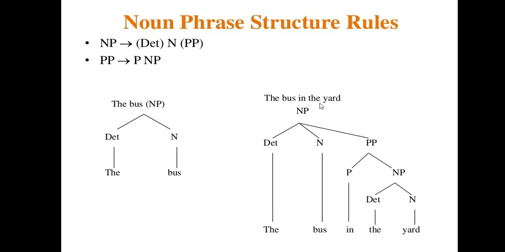The yard is a noun phrase, so I have to draw a line here for the preposition and another line here for the NP, a noun phrase, which is composed of a determiner, the, and a noun, yard. And here we have the tree diagram for the noun phrase, the bus in the yard. This is more complex, of course, than this one here.